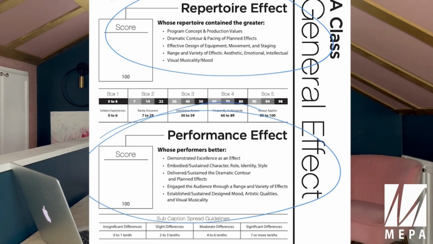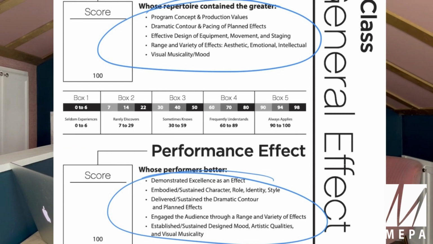So at the top, repertoire effect, we can think of this as the what of the show. It's how your show is written. And then for performance, we can think of that as the how. So it's how your performers carried that show to the audience and to the judges. Beneath both of these, there are points of comparison, and these are the things that the judges are actually specifically looking at in your show to then put down the specific numbers, which we'll see on the second page.